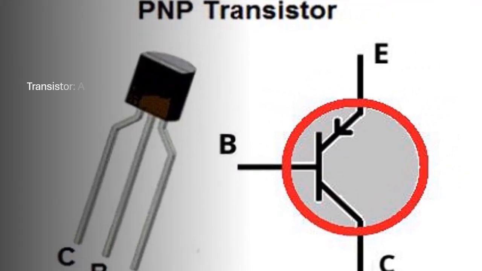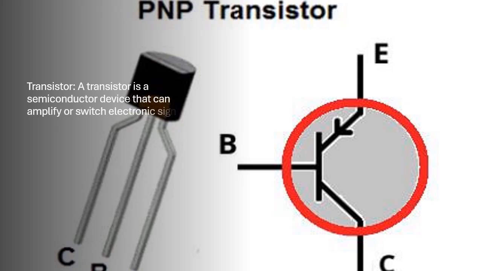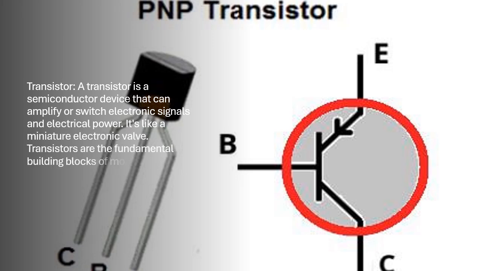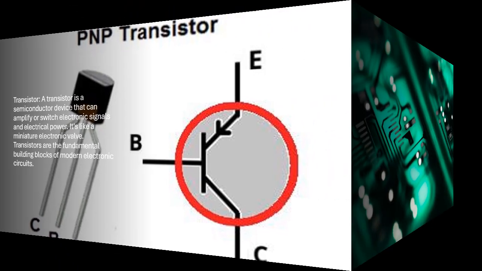Transistor. A transistor is a semiconductor device that can amplify or switch electronic signals and electrical power. It's like a miniature electronic valve. Transistors are the fundamental building blocks of modern electronic circuits.